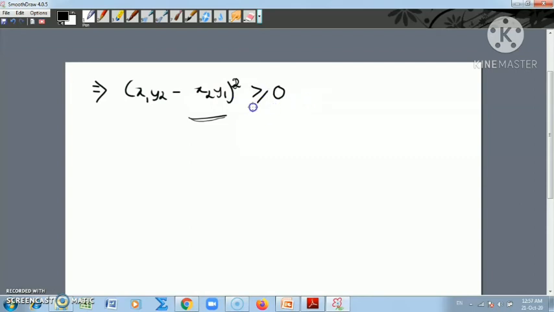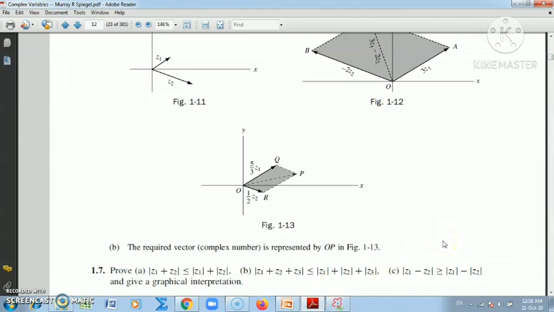So we had assumed the relation that is given and we found something that is true, which means that modulus of z1 plus z2 is less than equal to modulus z1 plus modulus z2. So this is one thing, and this is how you prove this kind of things, and we can certainly do the other numericals from here.